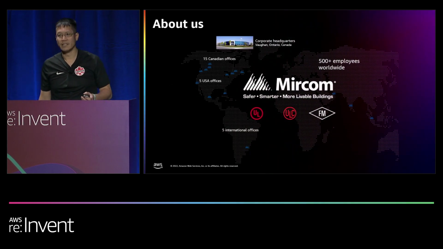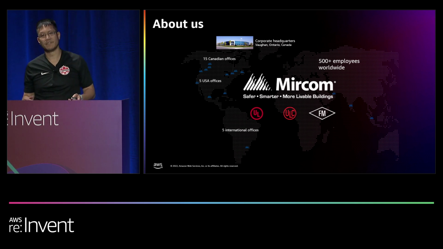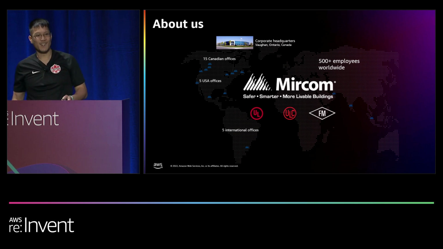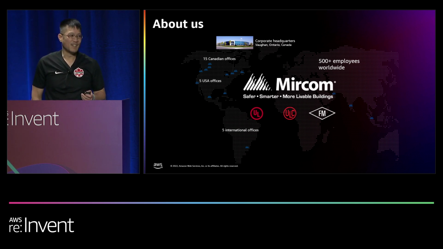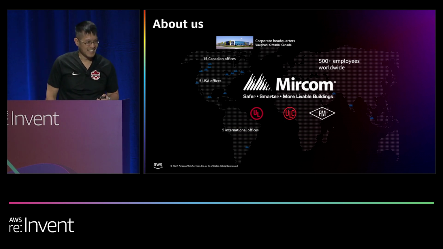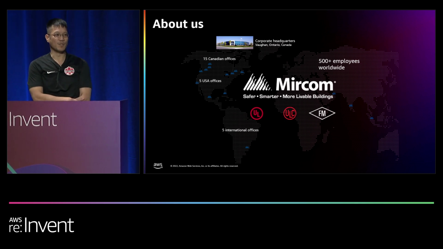So who are we? We are headquartered in Toronto, proudly Canadian. In the spirit of the World Cup, I'm wearing a Canadian jersey. We are the largest fire alarm distributor and manufacturer in North America. All of our fire and life safety products are regulatory agency approved by Underwriters Laboratories, UL, ULC, and Factory Mutual, FM.